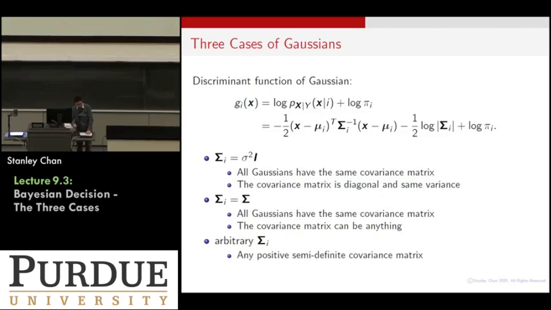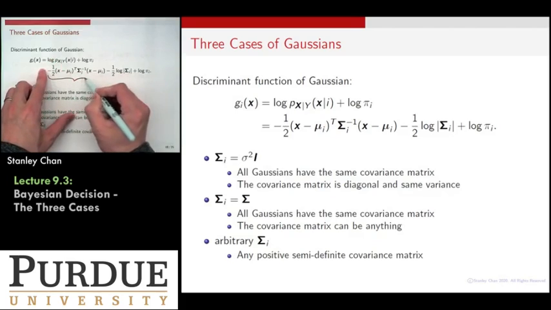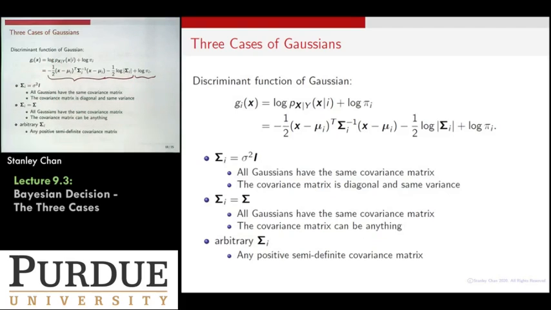The discriminant function, as we have defined, is the log of the likelihood plus the log of the prior. The log of the likelihood will be expressed as this, and the log of the prior will be expressed as that. So the three cases are when sigma i is sigma squared times identity, and the second case would be sigma i, where they share the same sigma, but it's no longer identity. The third case would be the arbitrary sigma i's, where the two Gaussians have two different orientations.